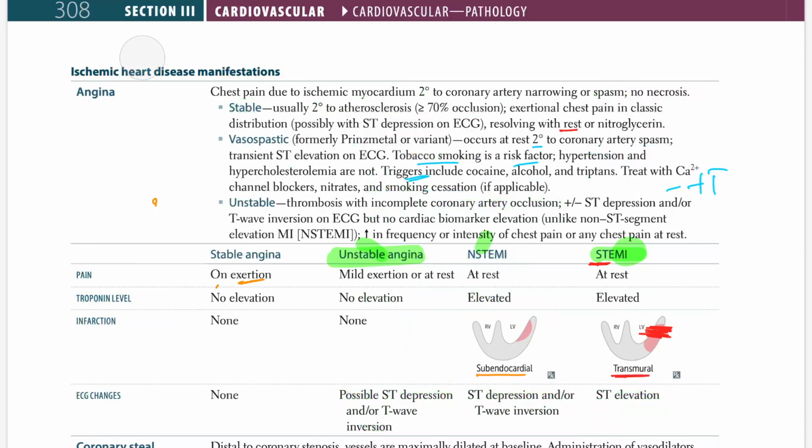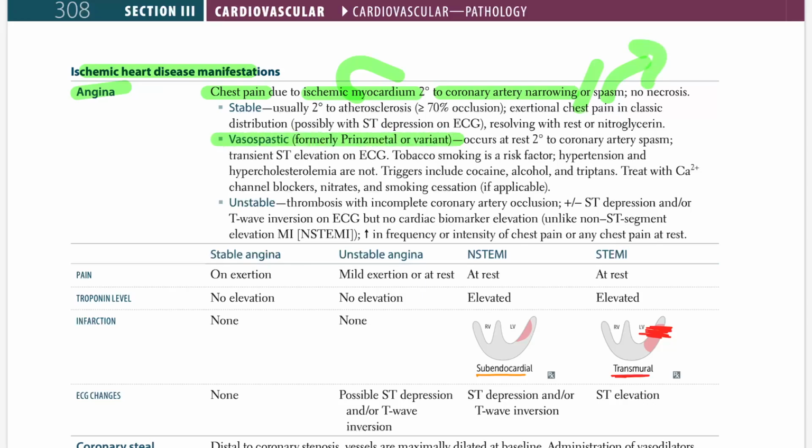So let's just recall the whole thing and move on to the next. For ischemic heart disease, we have angina. What is angina? Basically, angina is chest pain. Why do we have the chest pain? Due to ischemia to the myocardium. Why do we have ischemia to the myocardium? It is due to coronary artery narrowing or spasm. The case with spasm is only vasospastic, Prinzmetal. Here is the vasospasm. All the rest is just coronary artery narrowing.